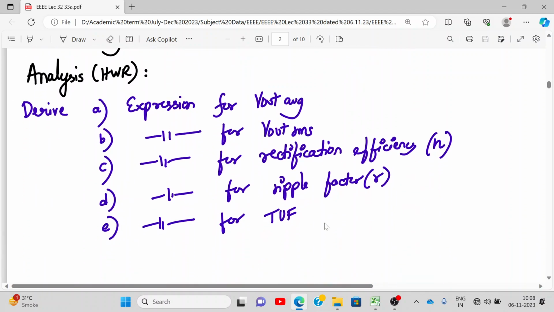Now for the analysis part, we have to derive the expressions for V out average, V out RMS, rectification efficiency, ripple factor, and also the transformer utilization factor. So let's start with V out average. So write down for the analysis part, V out average.